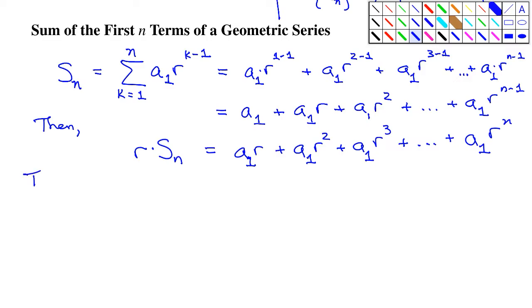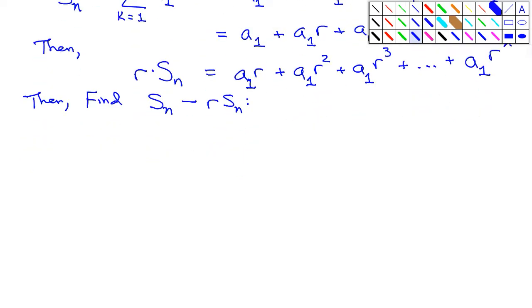And then, for our trick, we need to find s sub n minus r times s sub n. So we're going to do s sub n, and I'll just rewrite this right here, is going to be a sub 1 plus a sub 1 times r plus a sub 1 times r squared plus ... all the way over to a sub 1 times r to the n minus 1.